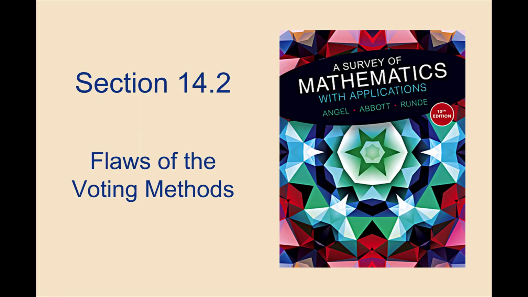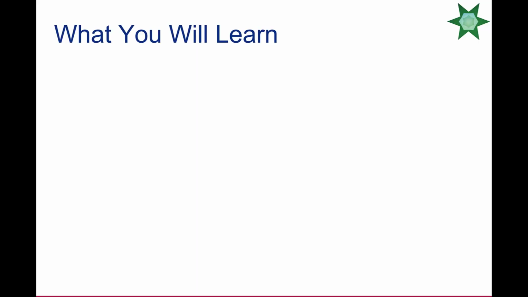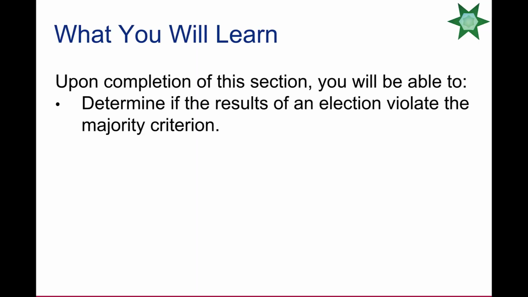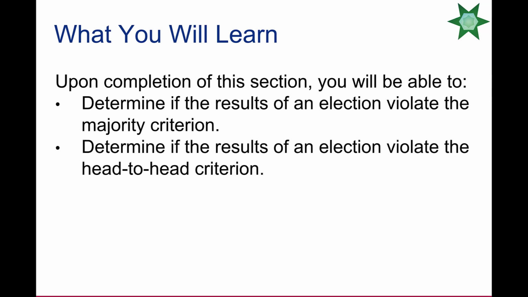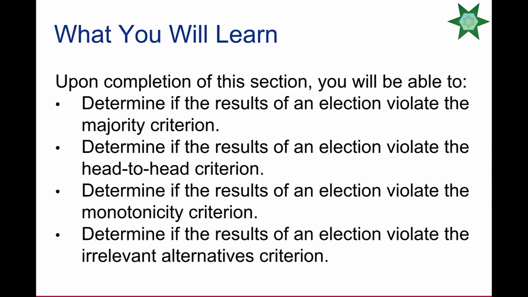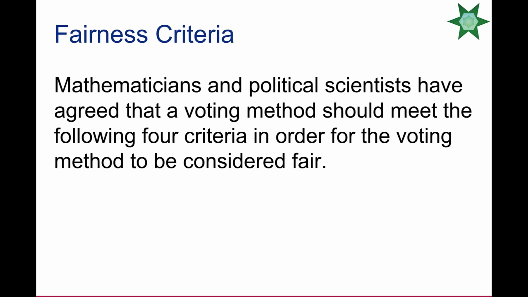Section 14.2, Flaws of the Voting Methods. In this section, we're going to learn about determining if the results of an election violate the majority criterion, the head-to-head criterion, the monotonicity criterion, or the irrelevant alternatives criterion.